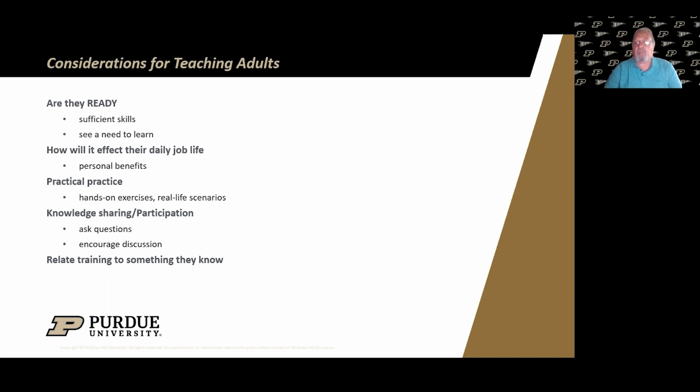One way you can achieve that, depending upon what type of class it is, is by participation. You can encourage discussion. You can ask questions. Think about different ways of getting folks to interact with one another, and we'll talk about some of that in a few minutes as well. And then relate the training to something that they know. Again, as we've already said, that is an excellent point.